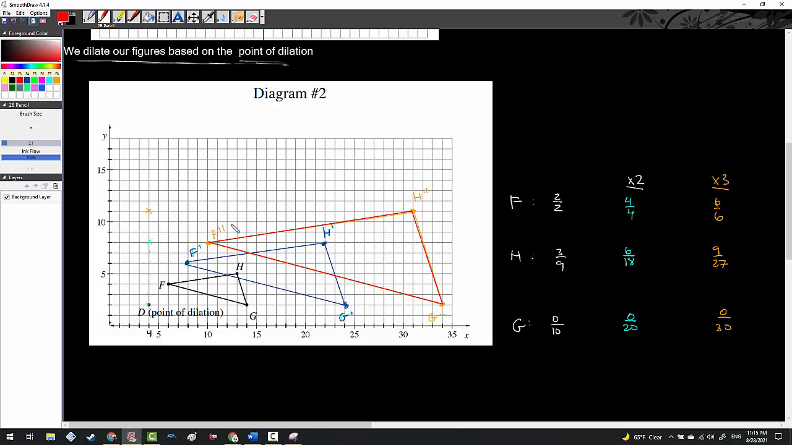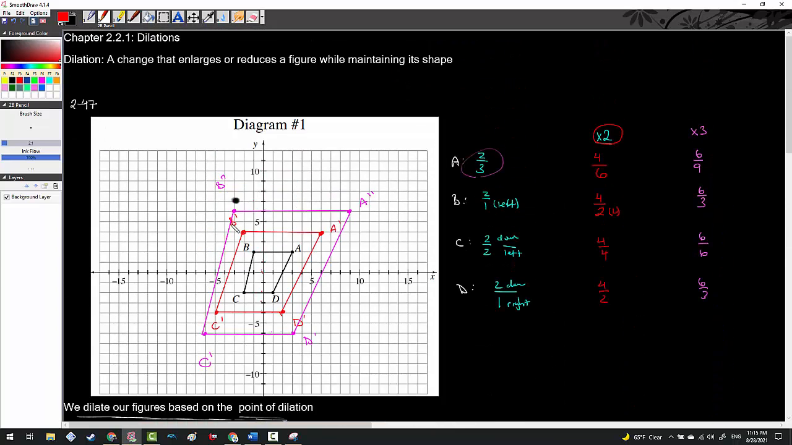The biggest takeaway from this lesson is the notion that when you dilate a figure, you are enlarging or reducing the figure while maintaining its shape.